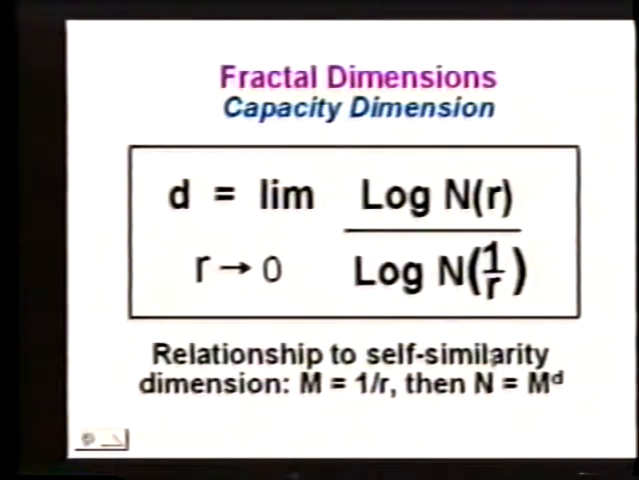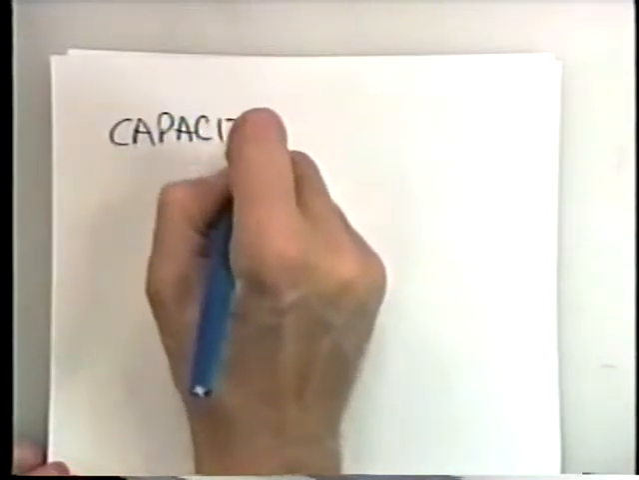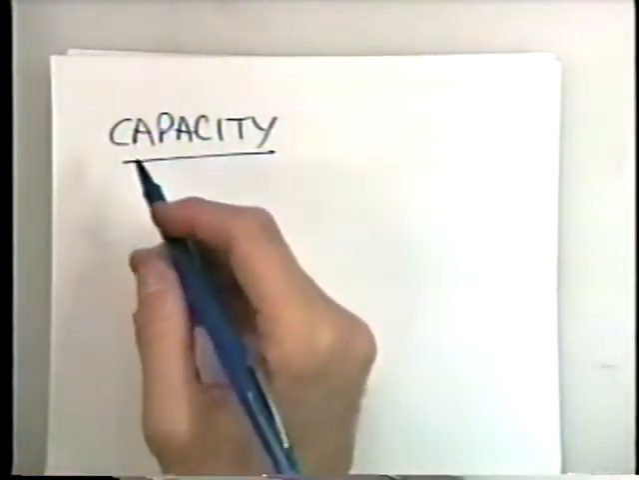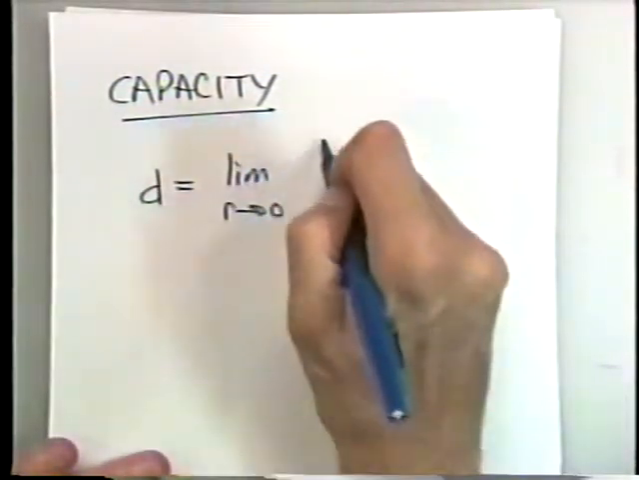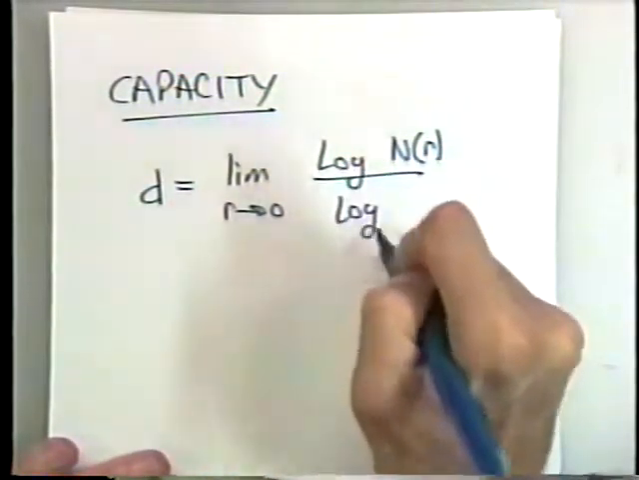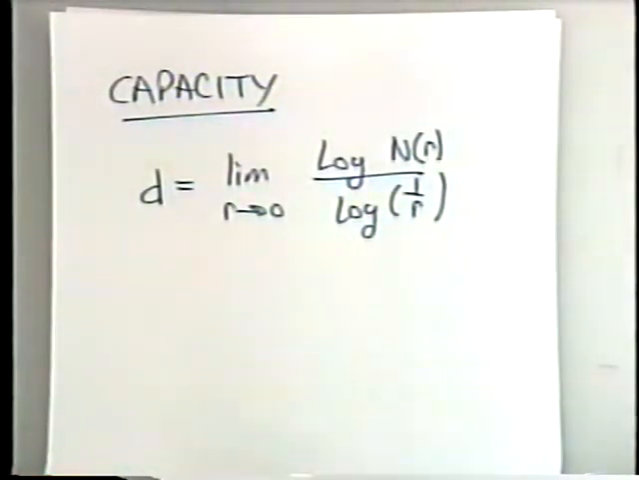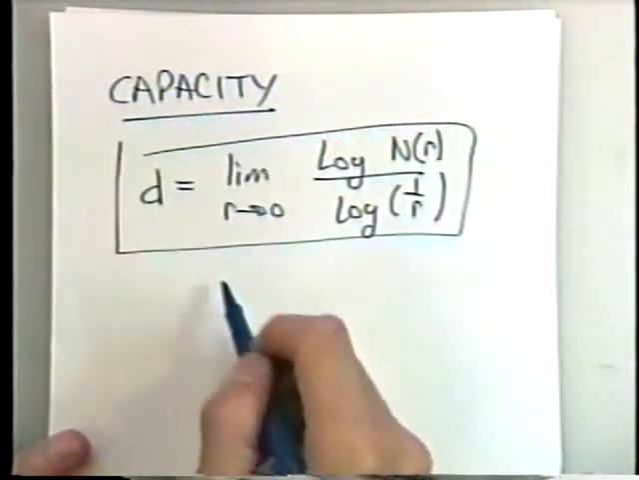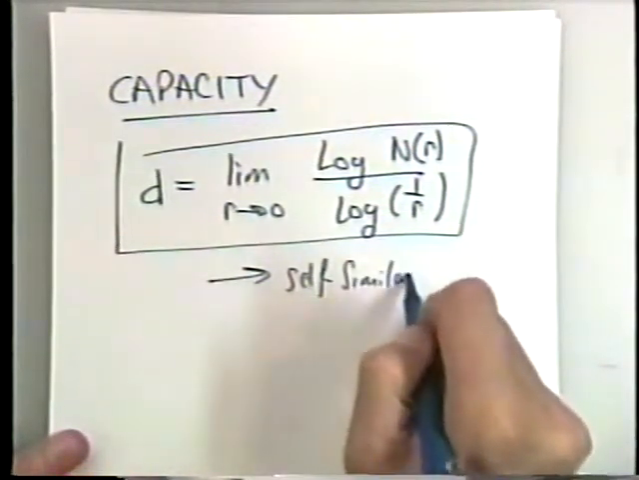Let me explain a little bit more what those words mean and how the capacity is really very, very similar to the self-similarity dimension. So this is capacity. And the definition of capacity is that the dimension equals the limit as the size goes to 0 of log of the number of balls of radius r divided by log of 1 over r. And let me now show you the relationship of this to the self-similarity dimension, which seems more intuitive.